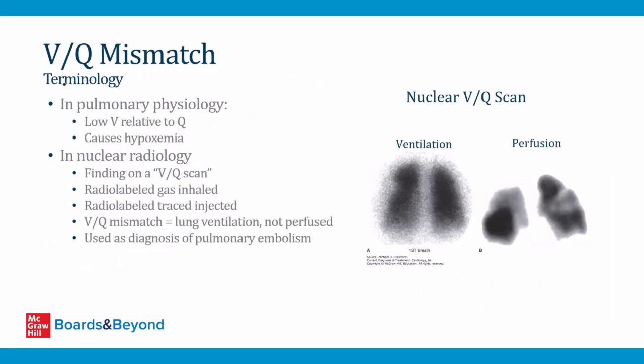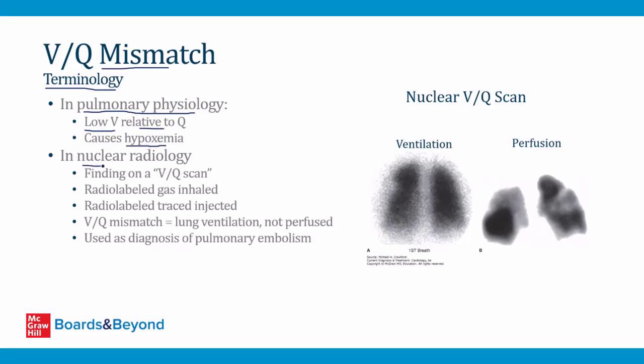Let me pause here and mention some terminology around VQ mismatch, because this is often confusing for medical students. So in pulmonary physiology, when we say there's a VQ mismatch, we usually mean there's a low V relative to Q, meaning a low VQ ratio. And we talk about this as a VQ mismatch mostly as a theoretical concept because it causes hypoxemia.